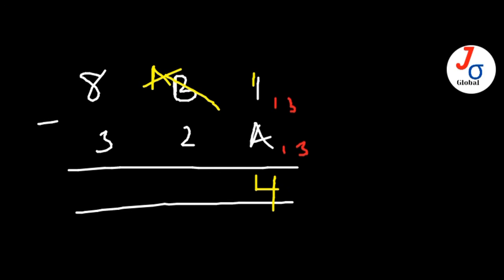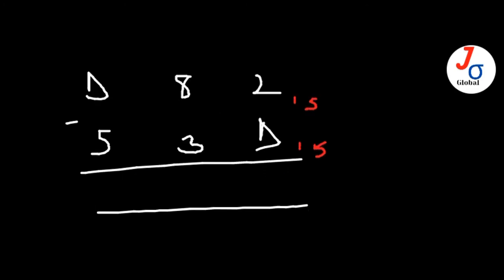A minus 2 makes sense. A is 10. 10 minus 2 is 8, in base 13 still less. So I can basically write 8. 8 minus 3 is 5. And that's in base 13. Okay, so that's the answer to that problem.